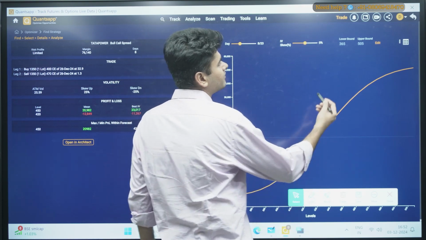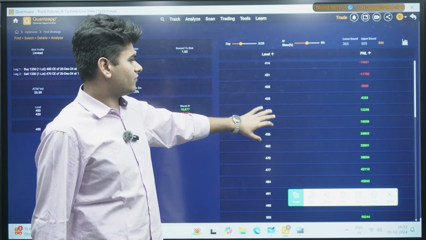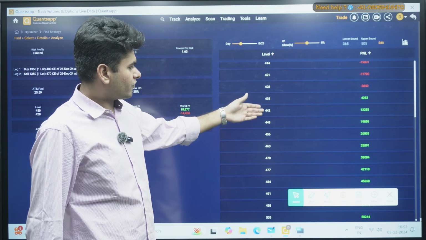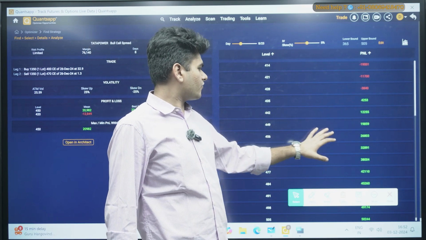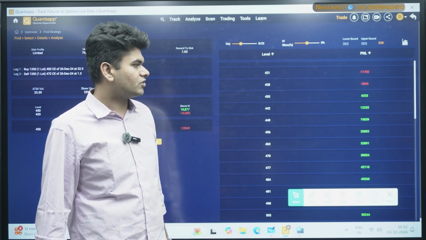So simply you can come here and go to the table form and analyze at what level what will be your profit. Let's just suppose your aim is 440 or above. You can see if your aim is 440 or above, you can gain profits here, because as you can see the strategy is showing you as such.